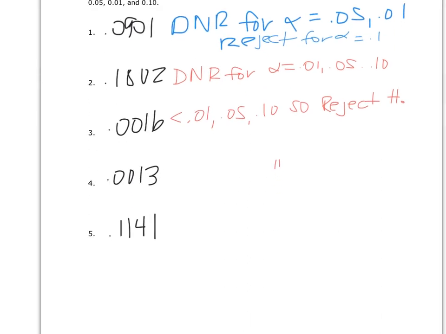And then 0.1141, okay, well, that is greater than all 3 significance levels, so we do not reject the null hypothesis.